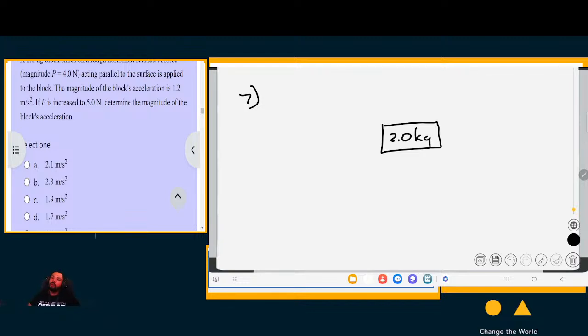So a 2 kilogram block slides on a rough horizontal surface. Whenever you hear the word rough, you must immediately know friction. There will be friction. So that's a rough horizontal surface. And a force of magnitude 4 Newton is acting parallel to the surface. So parallel to the surface is a force of 4 newtons. P, it's been named P, and it is equal to 4 newtons. This is the force that is pushing this block.